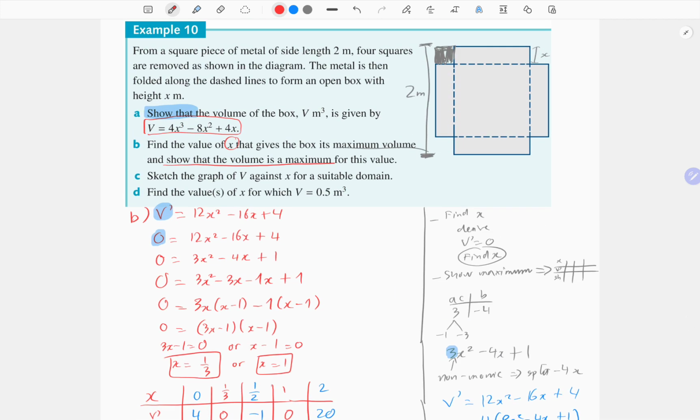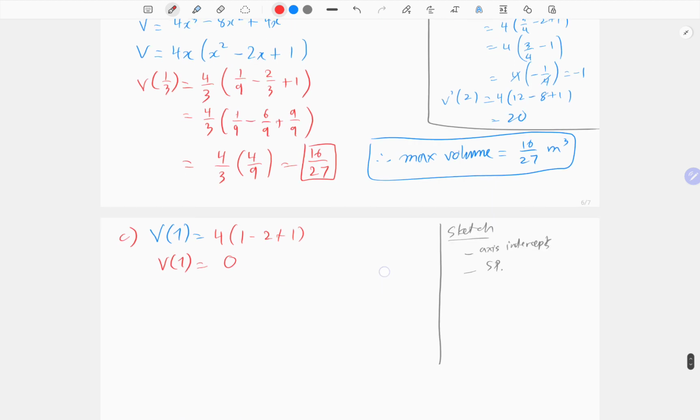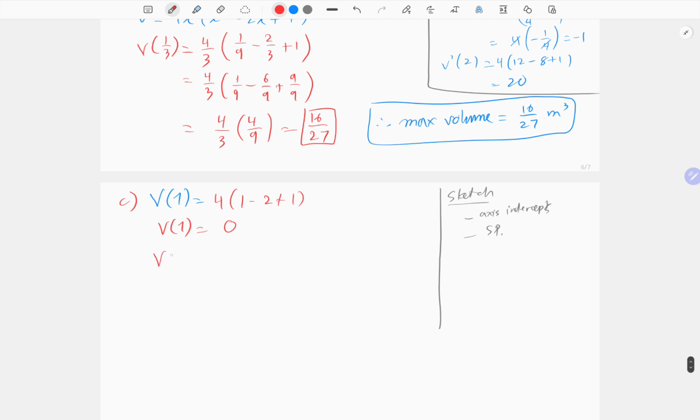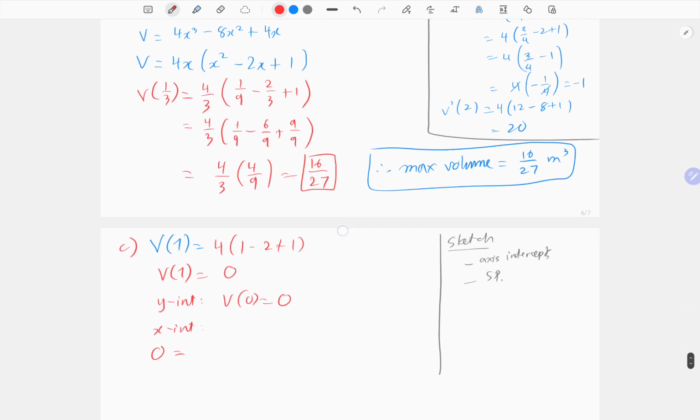When x equals 0, it'll also be 0. So we solve the y-intercept: V of 0 will just be 0. And then for the x-intercept, set V equal to 0 in the equation. I'll use the factorized V again.